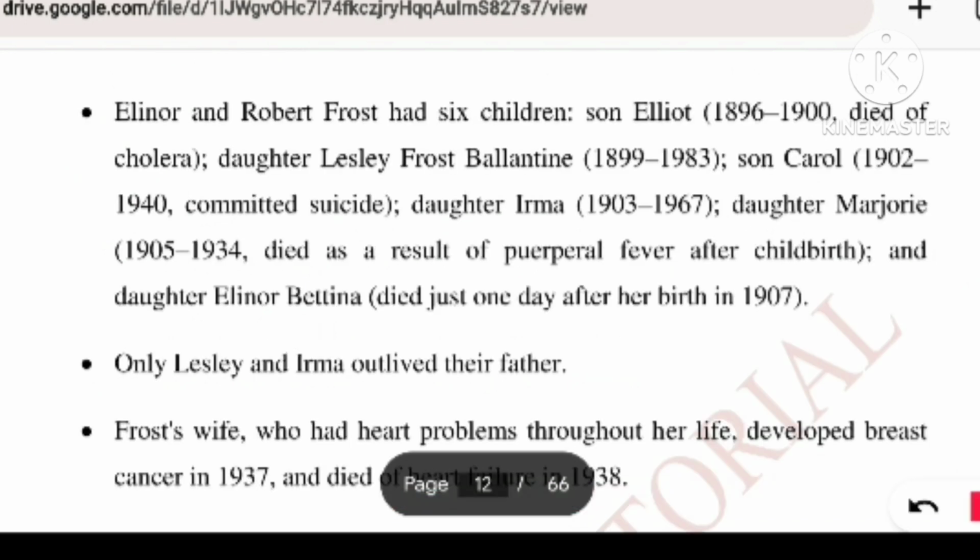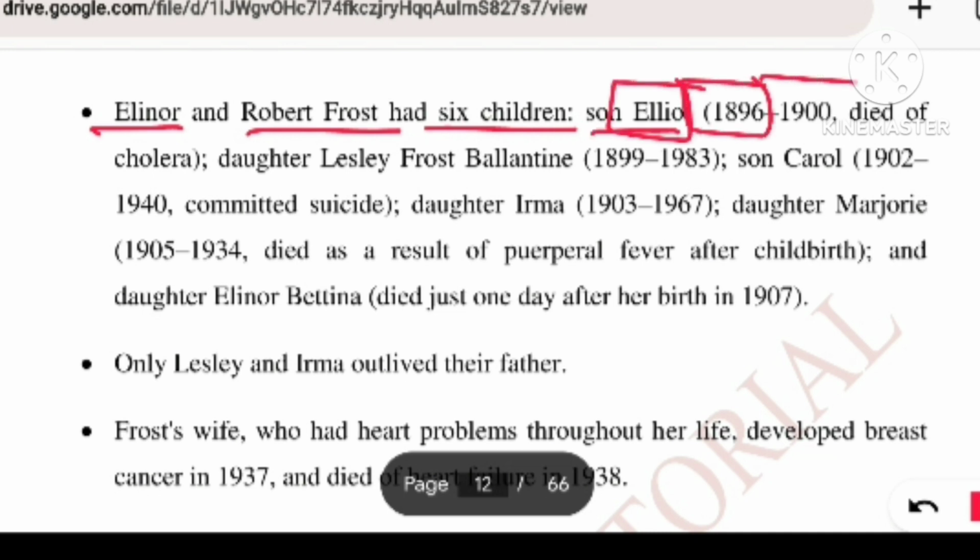See friends, when we move further into the life of Robert Frost, we have more sympathy for him, and we want to empathize with Robert Frost. Why? See, Eleanor, that is the wife of Robert Frost. Eleanor and Robert Frost had 6 children. Son Elliot, who was born in 1896 and died in 1900. Died of cholera.